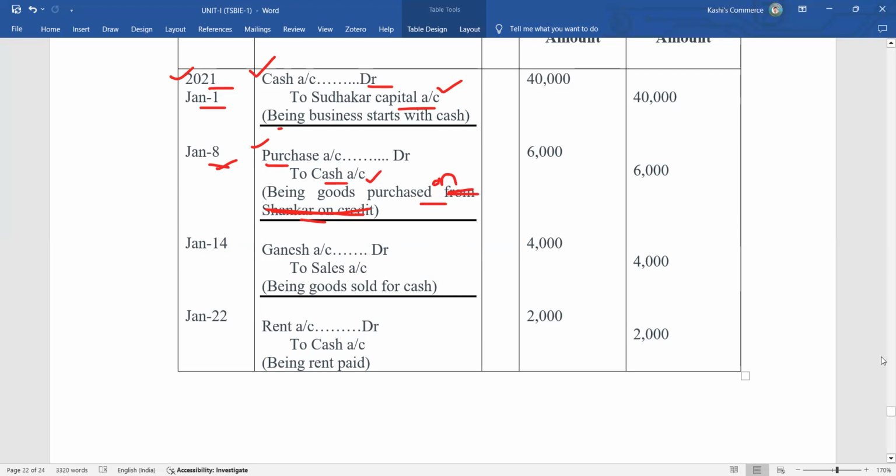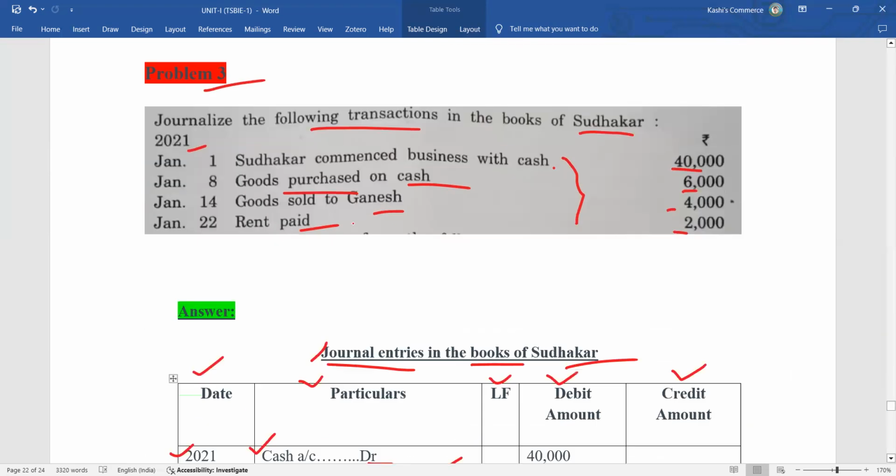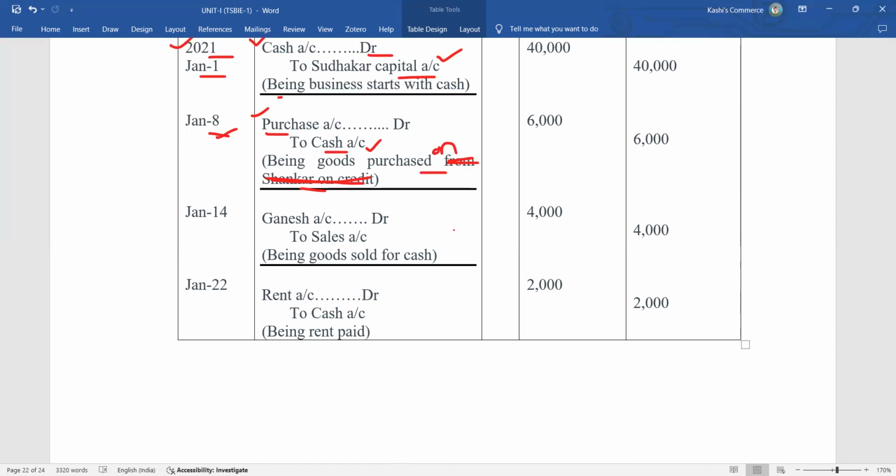Coming to the 14th. January 14th, goods sold to Ganesh. The value is 4,000 rupees. So we are selling the goods to Ganesh. Here there is no word about cash. He mentioned the name of the person, so we have to identify whether it is a cash transaction or a credit transaction. If a person's name is mentioned, it is a credit transaction; if cash is mentioned, it is a cash transaction. So we are selling goods to Ganesh, so Ganesh is our debtor.